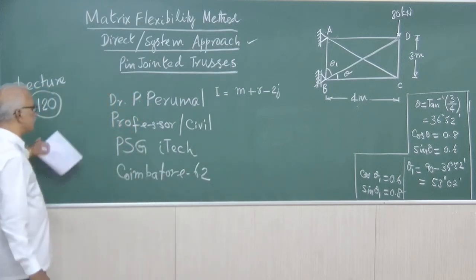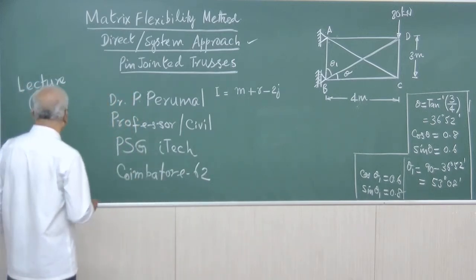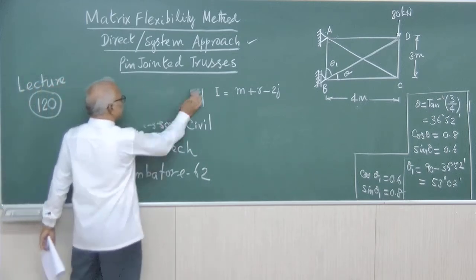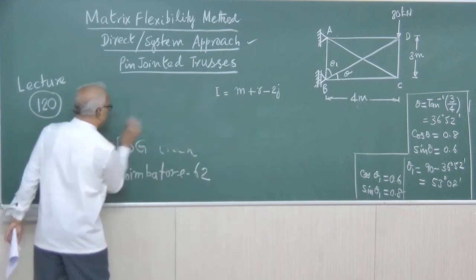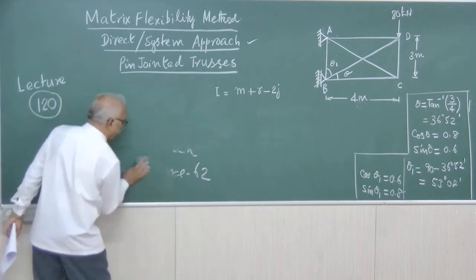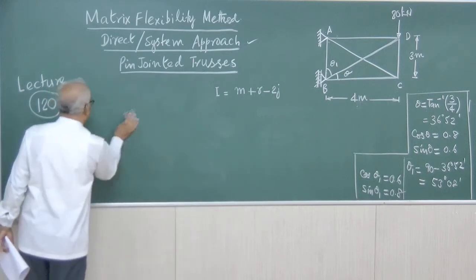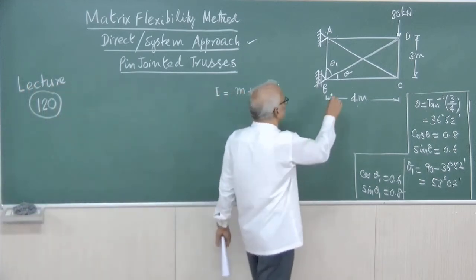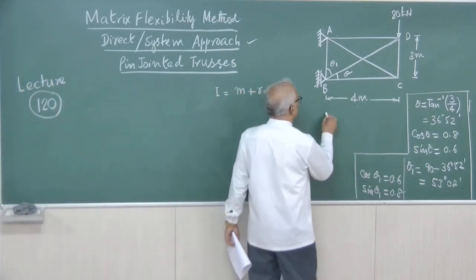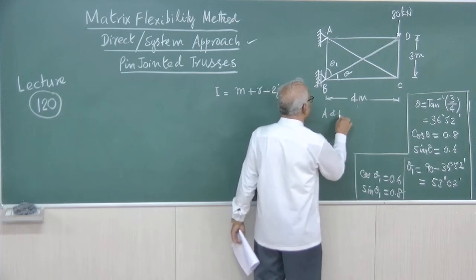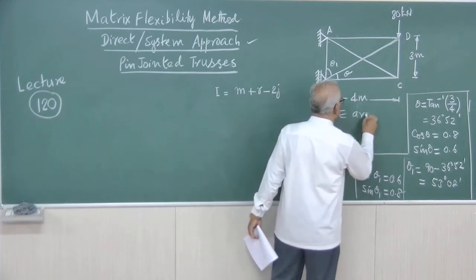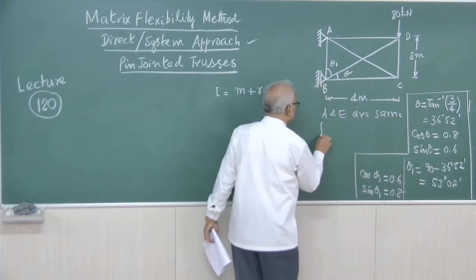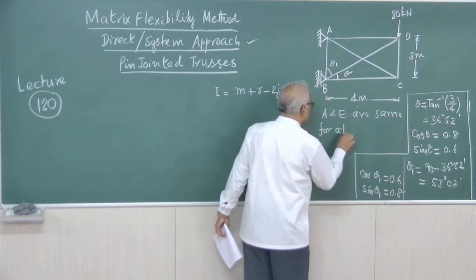So, this is lecture number 120. Now, for analyzing a truss, first we have to find out the degree of redundancy. In this problem, this is the truss that we want to analyze, and A and E are the same for all the members.